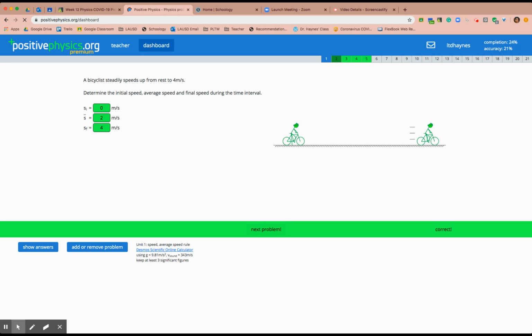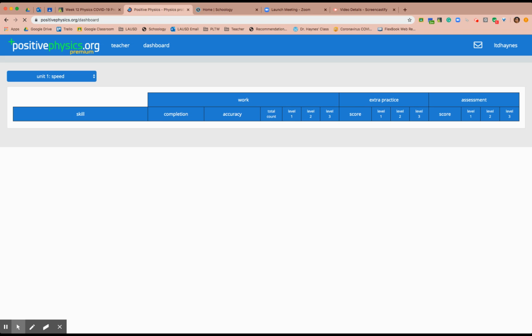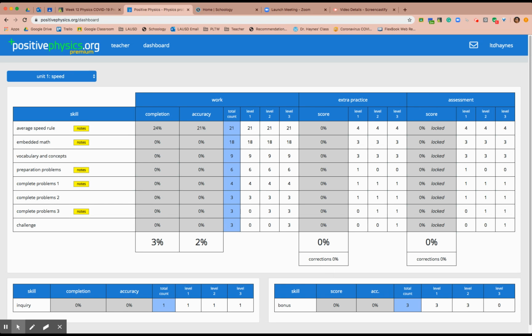So remember, once again, you are doing the first three in work. So I want everybody to complete the average speed rule skill, the embedded math skill, and the vocabulary and concepts. And all of them have notes. Please take notes so that it can help you. We will do assessments later on. So someone asked about assessments, we'll do those later on, but I want to make sure we do the work so that I can figure out if there are some questions that are too hard or things that I need to go over. After we finish with Unit 1 speed, we're going to jump back into what we were learning about before in energy in Unit 13.